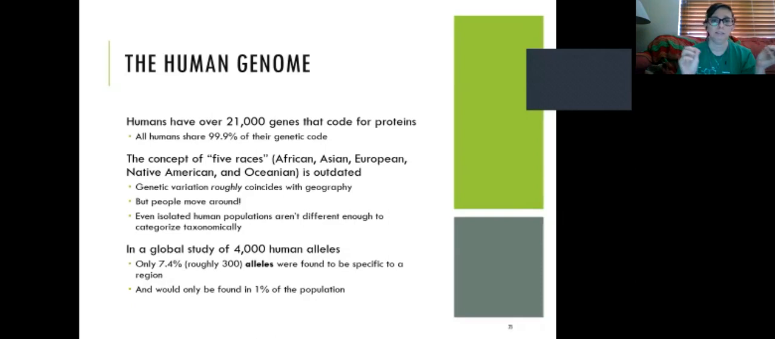So if we think about something like 23andMe, there was a study done, which I believe I've linked in the resources, but I'm not 100% sure. But there was a study done of 4,000 human alleles. And remember, there are over 21,000 genes. And this is just a sampling.